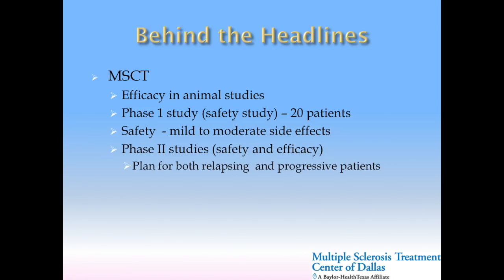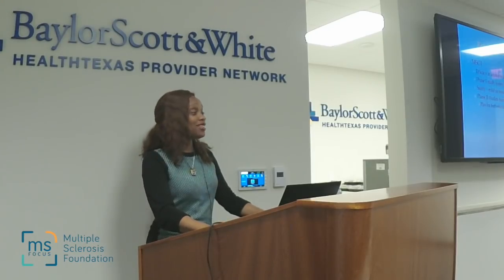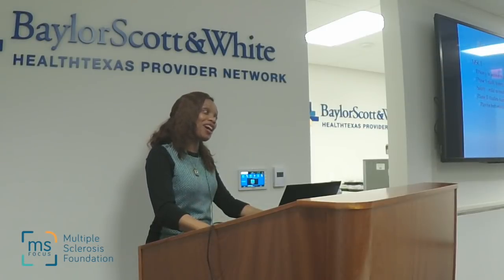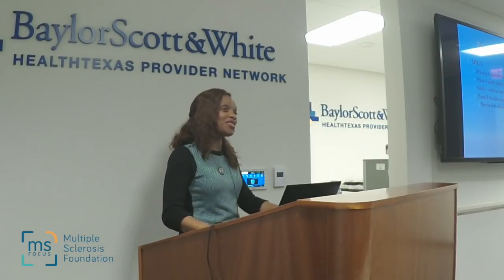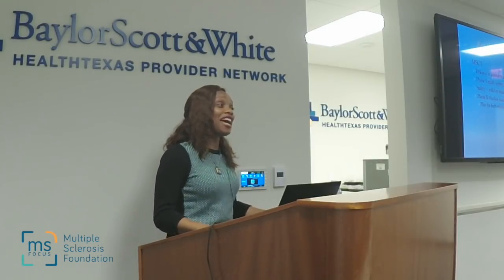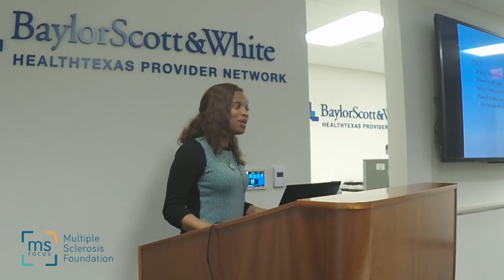Now let's look at mesenchymal stem cell transplant. So this one is newer. It's a newer type of transplant that has been ongoing. Most of the data that we see is in animal studies, in mice. Okay, very effective in mice, but I always tell my patients, once again, when you see that headline, is it in humans or is it in mice?